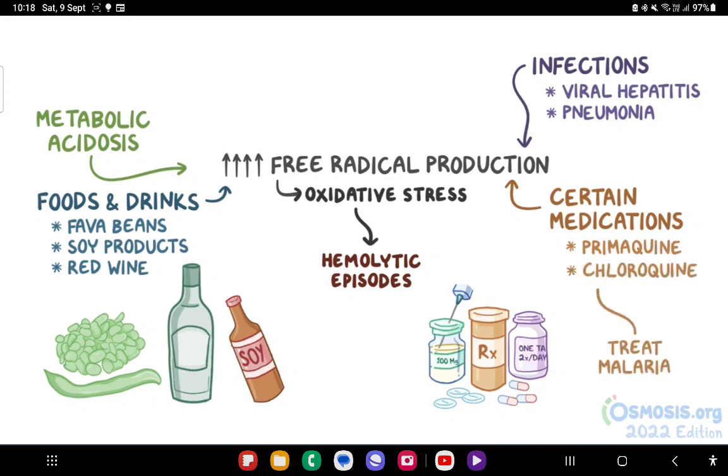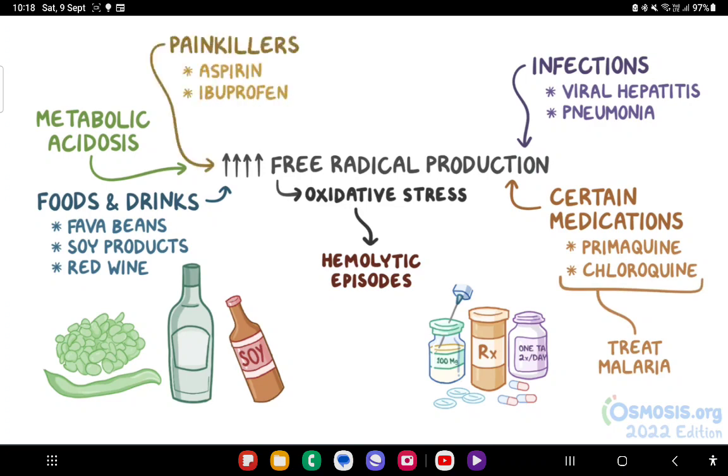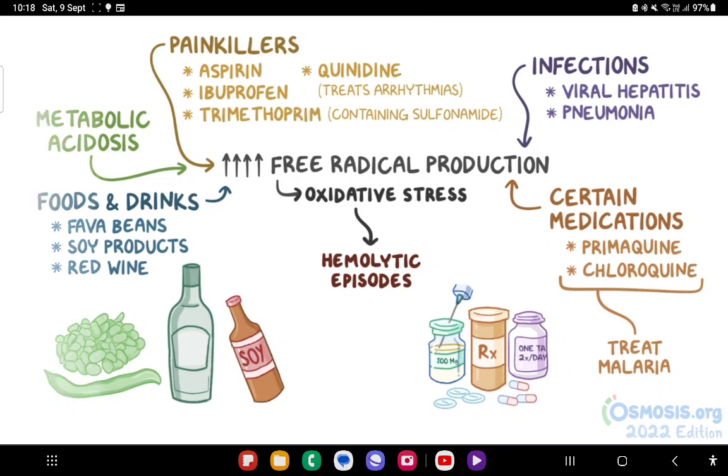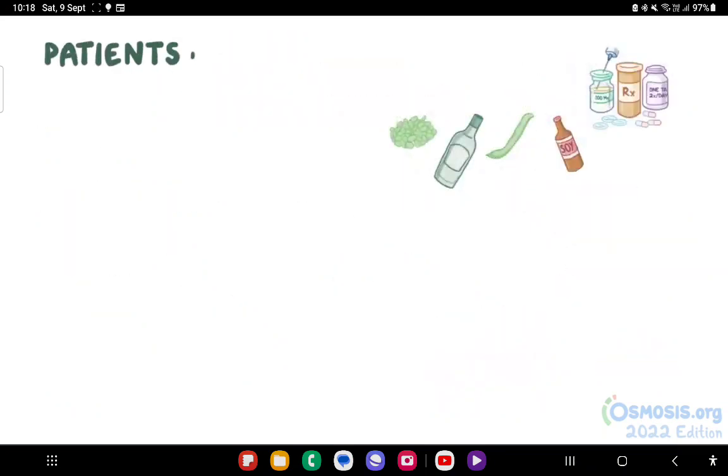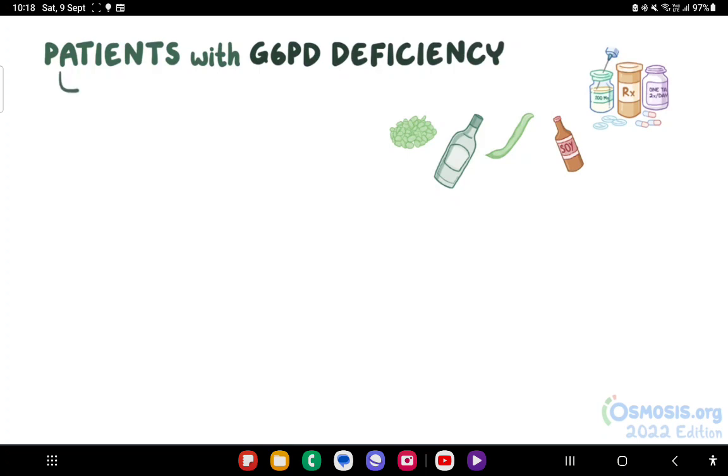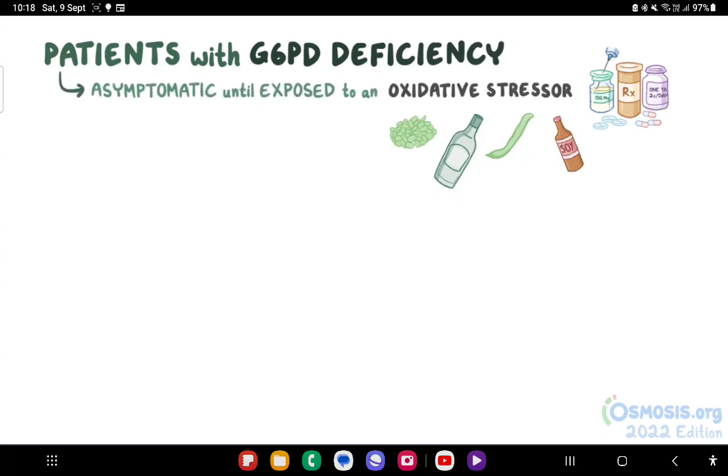treat malaria. Other common drugs include painkillers like aspirin and ibuprofen, quinidine that's used to treat arrhythmias, and other drugs that contain sulfonamide like the antibiotic trimethoprim. Okay, now most of the patients with G6PD deficiency are completely asymptomatic until exposed to an oxidative stressor.